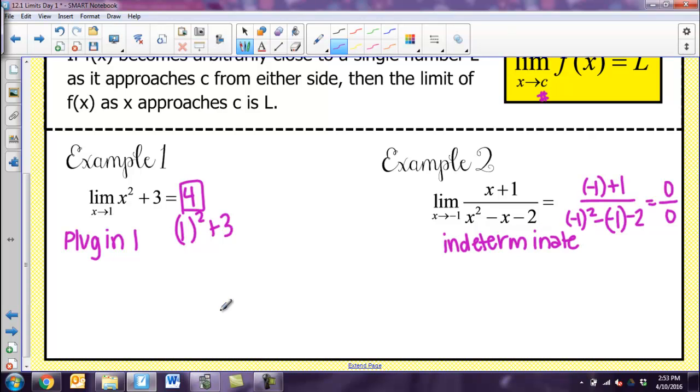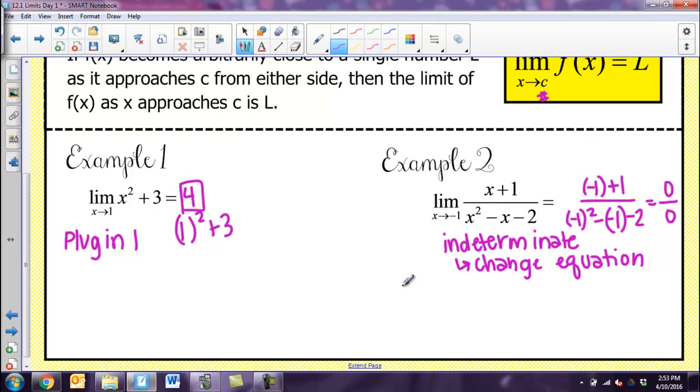So indeterminate doesn't mean that the limit doesn't exist. It just means that I need to change something about my equation to see if I can see what's going on in the function. So if you get 0 over 0, that doesn't mean stop and say does not exist. That means that you're going to stop and see if there's anything I can do to change my equation.